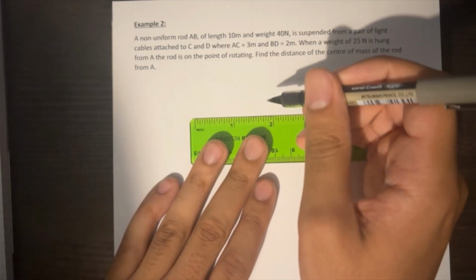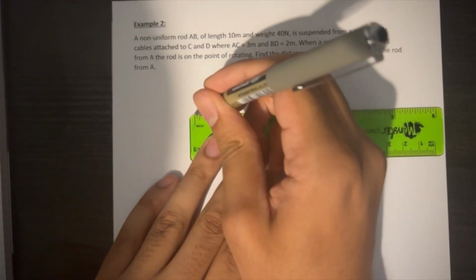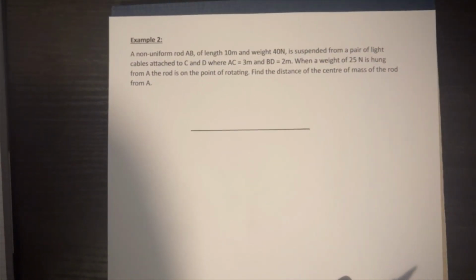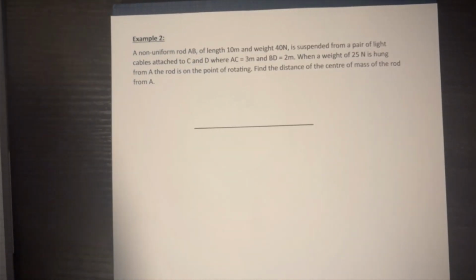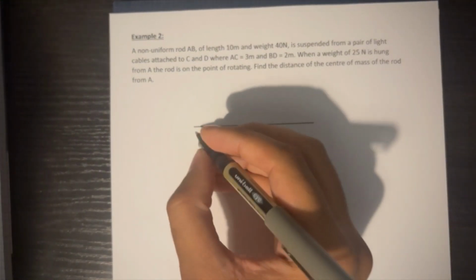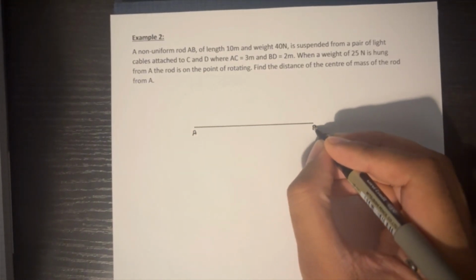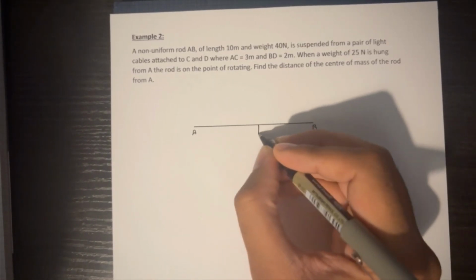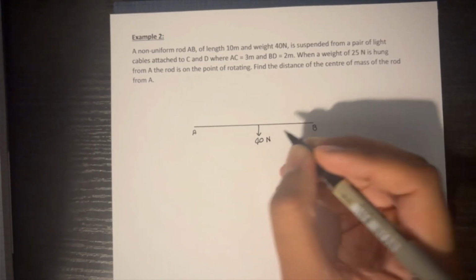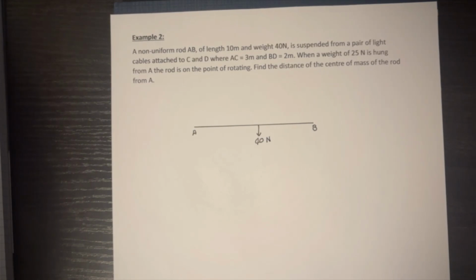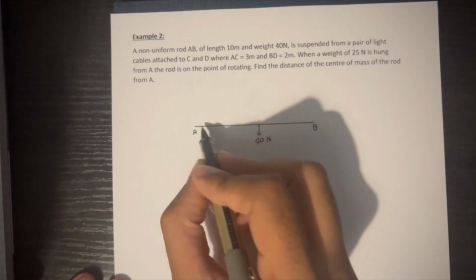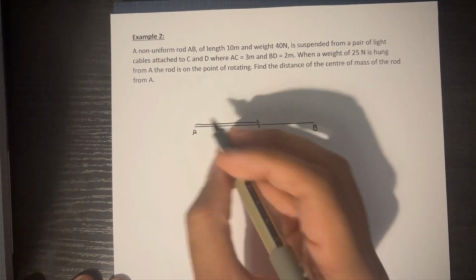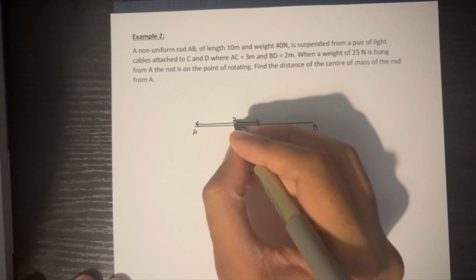So we've got our rod of length 10 meters. So our rod there has a length of 10 meters and weight 40 newtons. So if I just call this end A and that end B, it has a weight of 40 newtons. Since our rod was non-uniform, we don't know its distance from the end. That's what we're being asked to find. So I will call this distance here X.